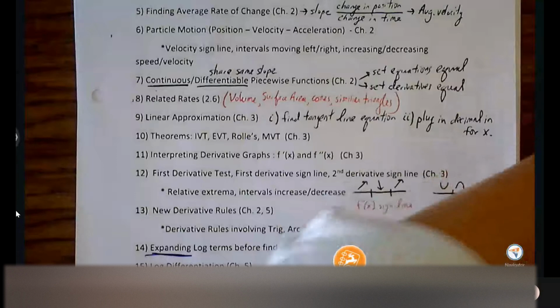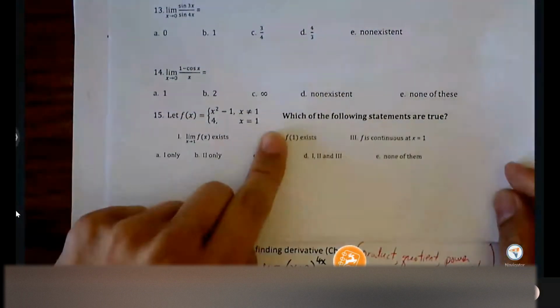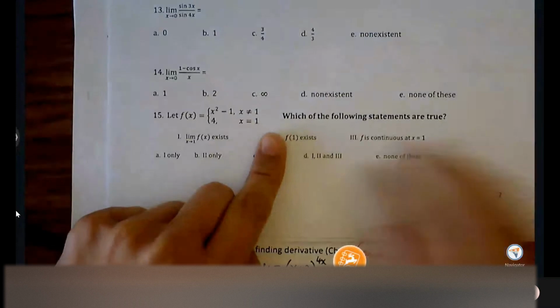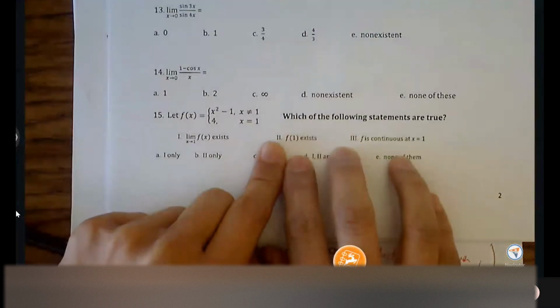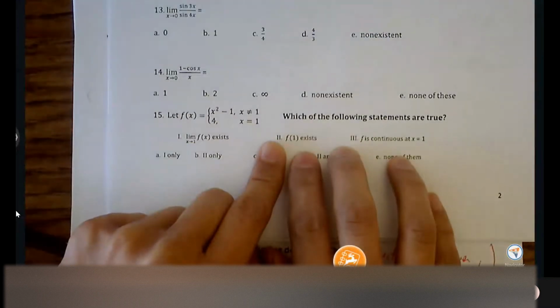Okay. So we're going to look at number 15. This is off the packet here. About limits, about continuity. But before we do that, let me start off by just doing an overview of continuity.